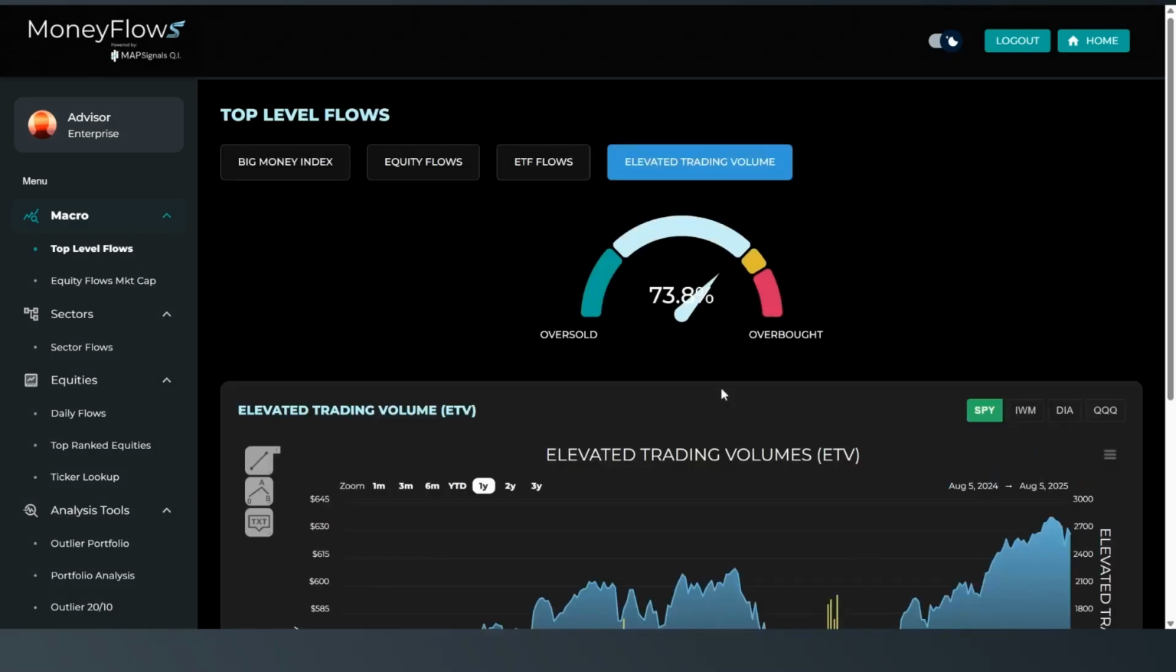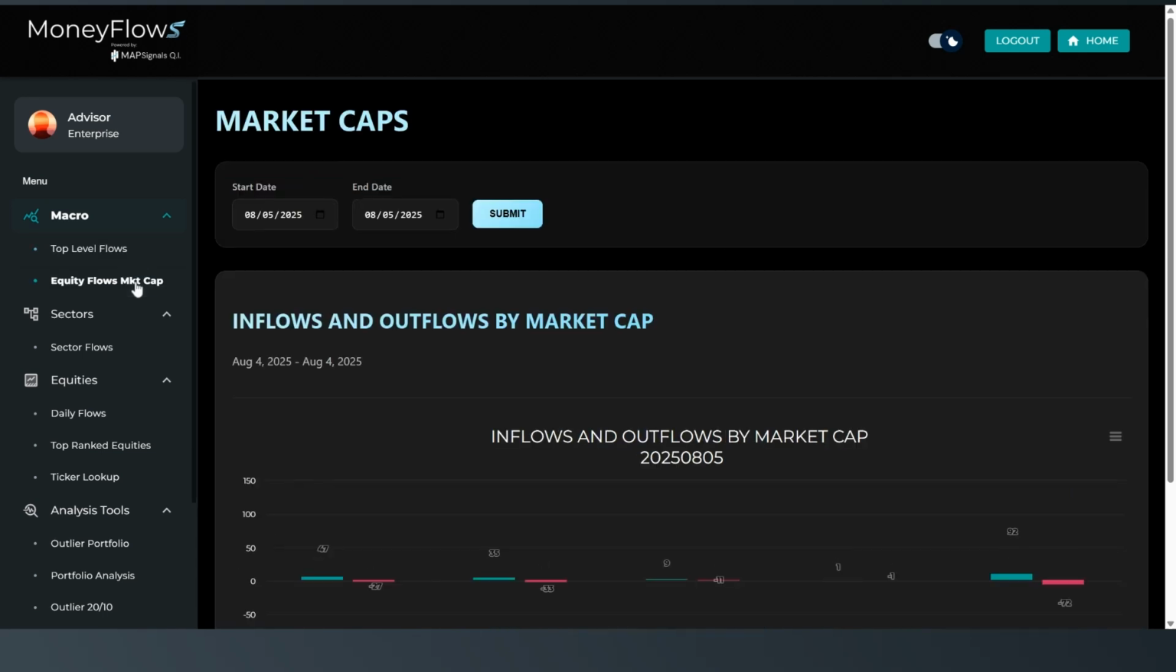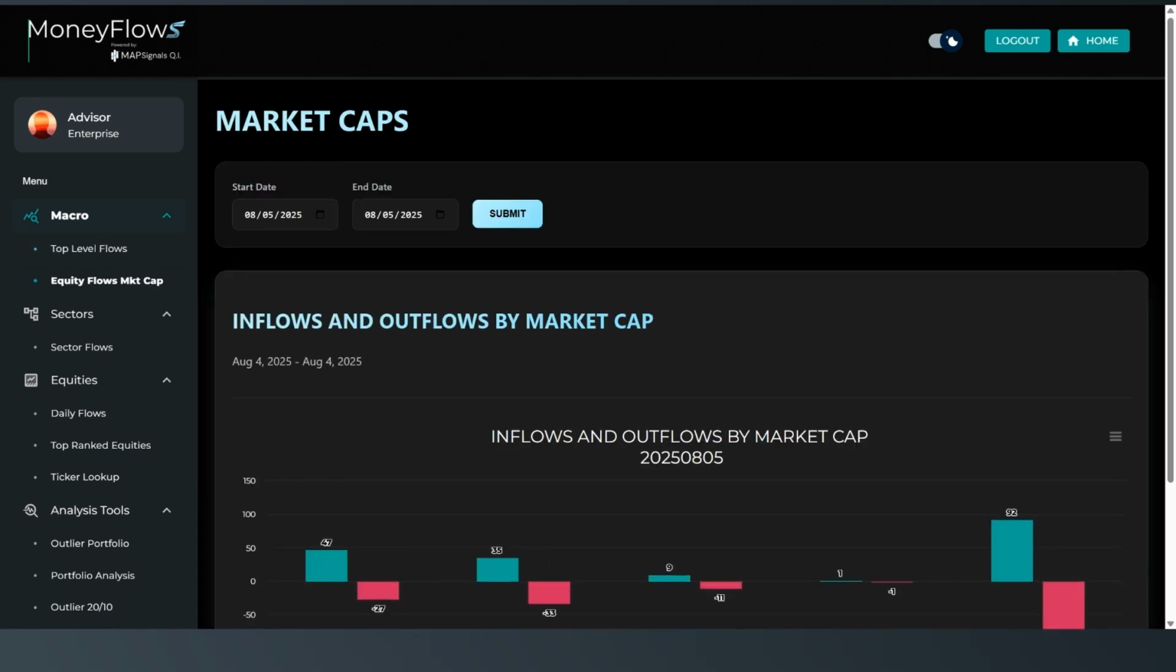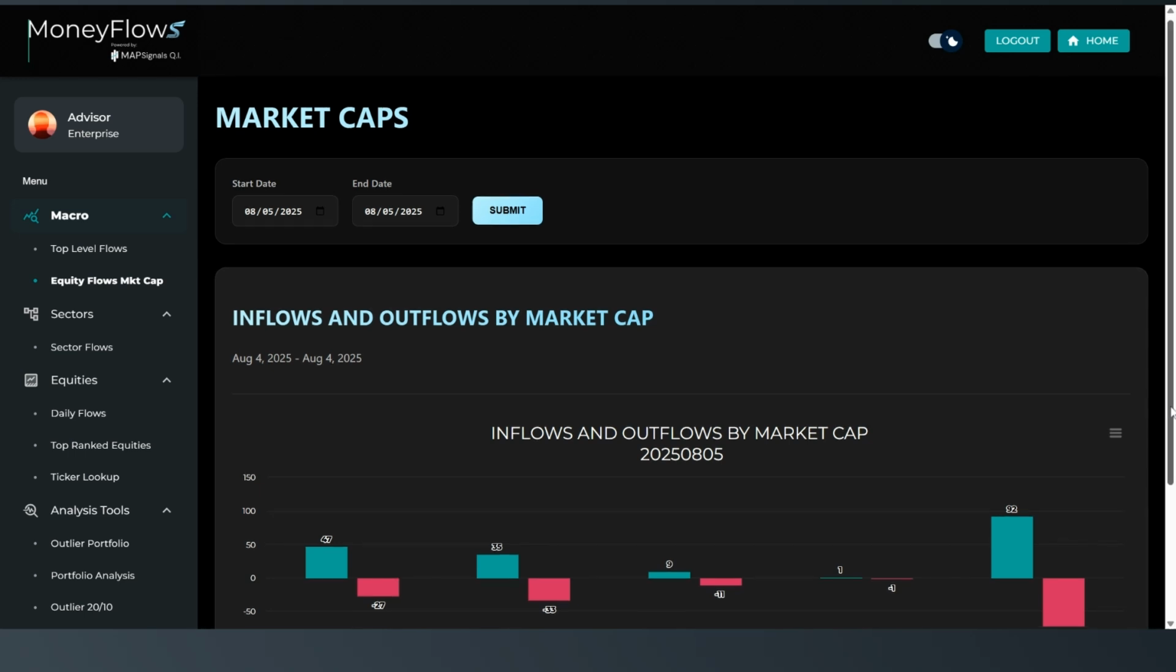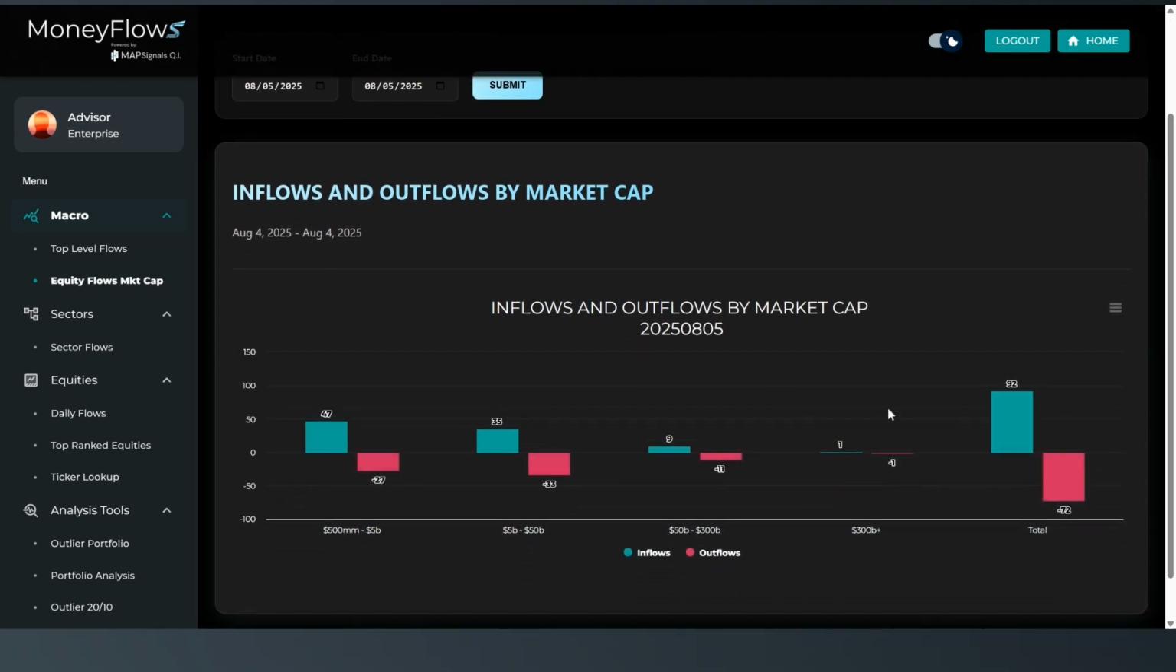Now, if you are a pro subscriber, you're going to get a lot more modules. You're also going to get the top level flows, but let's go ahead and get into other modules. First is you can dive down into the daily analysis and see the inflows and outflows by market cap. So here on this given day, we've got 47 inflows into small caps. These are market caps ranging from 500 million to 5 billion. 27 were sold. You can see the same thing in mid caps and also in large caps.